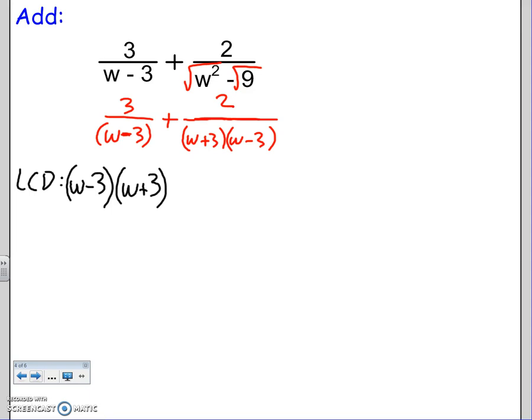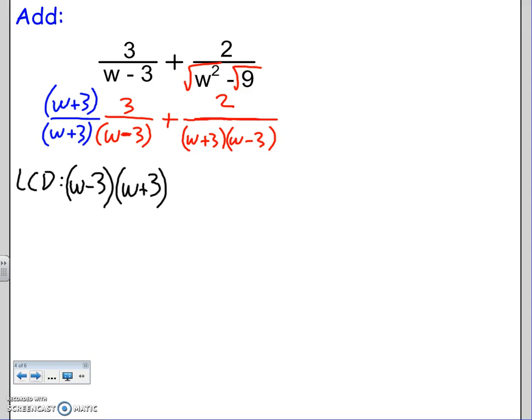So step 3 is fix each fraction. Multiply what's missing. The first fraction has the w minus 3, but it's missing the w plus 3. So times by w plus 3 over w plus 3. All right, second fraction is missing nothing. So our bottom is LCD.